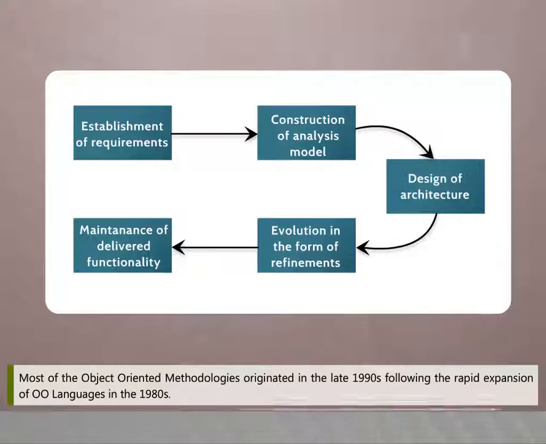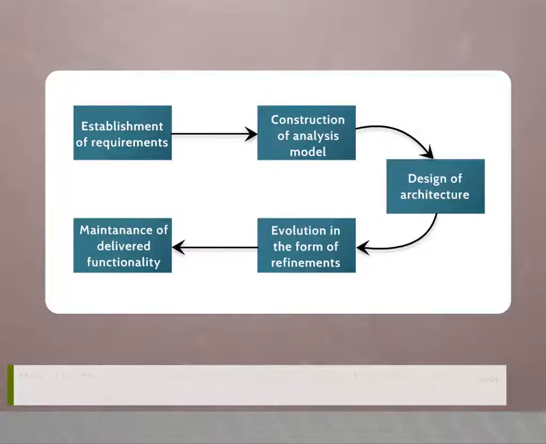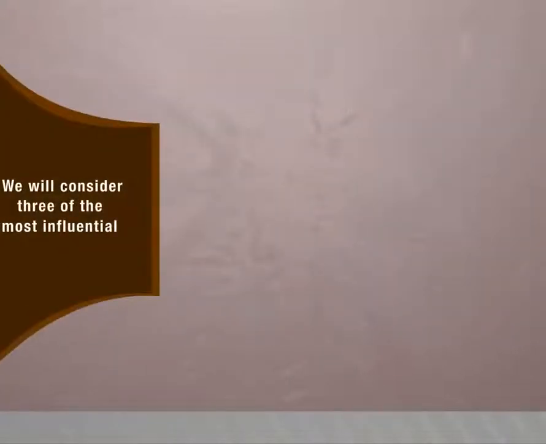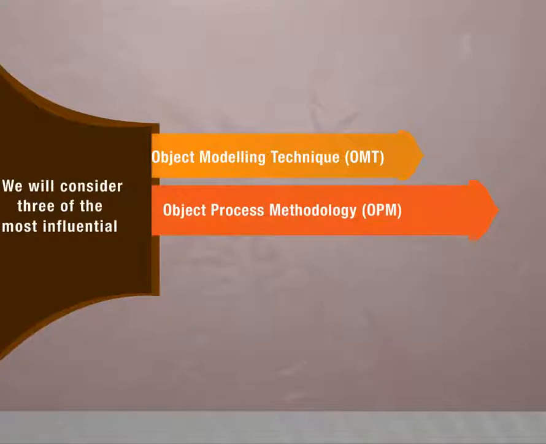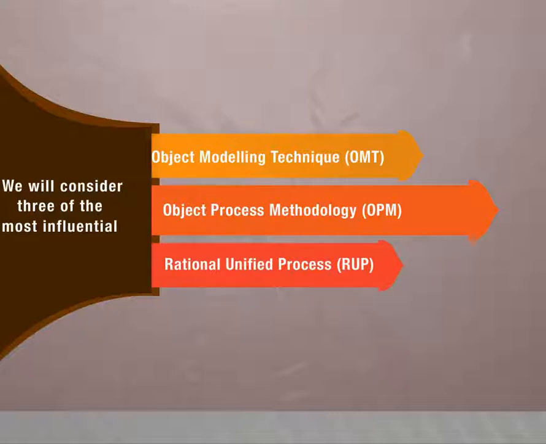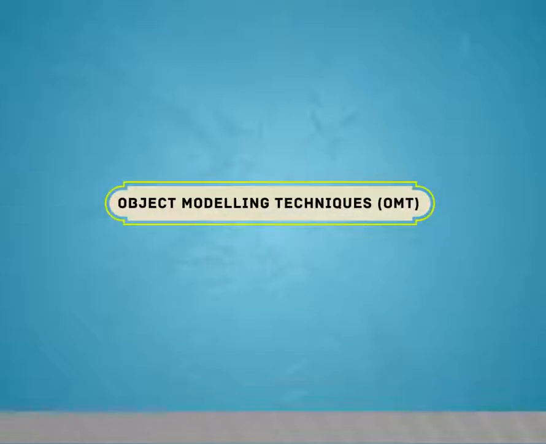Most of the object-oriented methodologies originated in the late 1990s following the rapid expansion of OO languages in the 1980s. We will consider three of the most influential: object modeling technique, that is OMT, object process methodology, that is OPM, and rational unified process, that is RUP. Object modeling techniques, that is OMT.